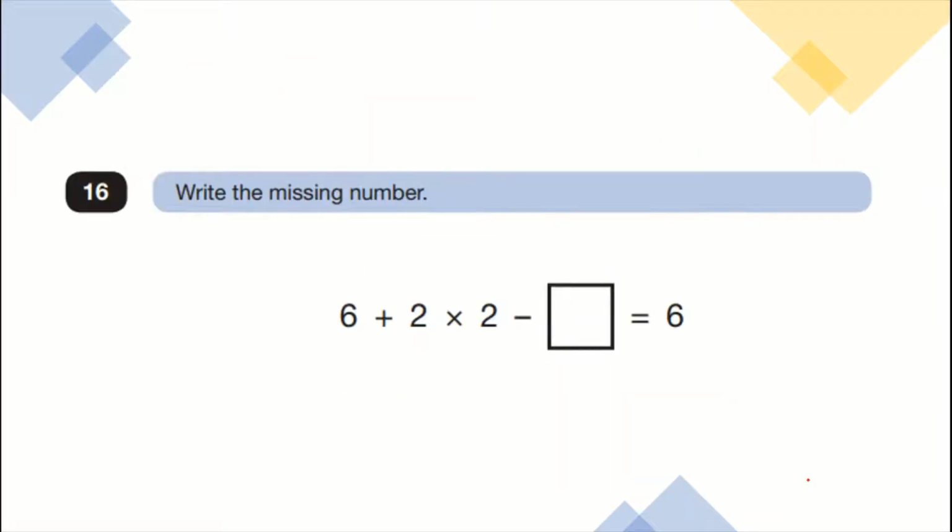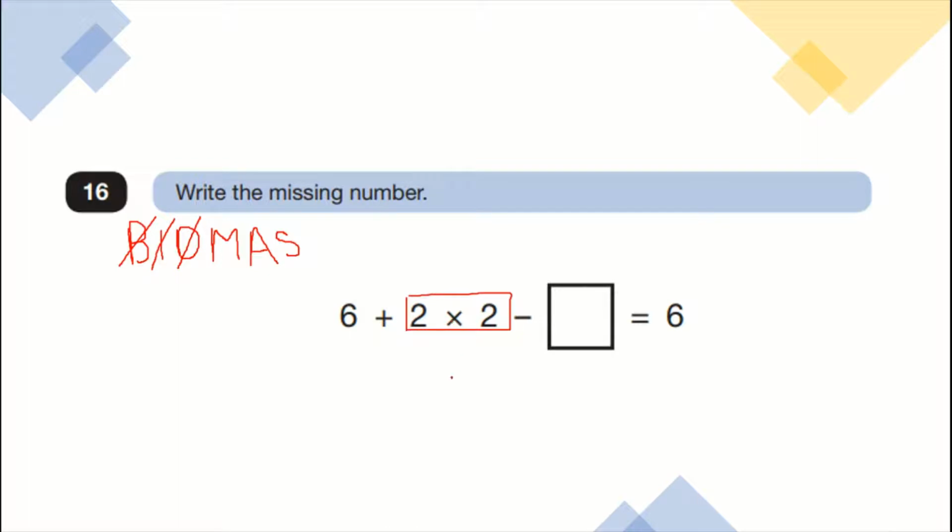Question 16. Write the missing number. For this question, we are going to be using BIDMAS. B standing for brackets, I for indices, D for division, M for multiplication, A for addition, and S for subtraction. In this question, we don't have any brackets, so we're going to cross that out. We don't have any indices or division, but we do have multiplication. So we're going to be doing the multiplication first.